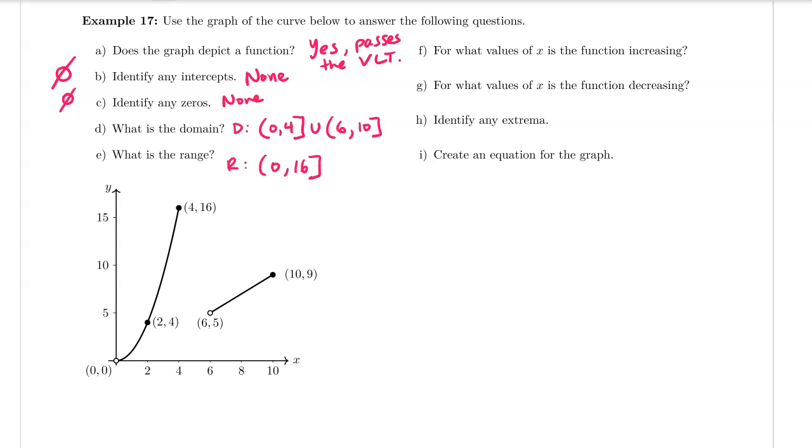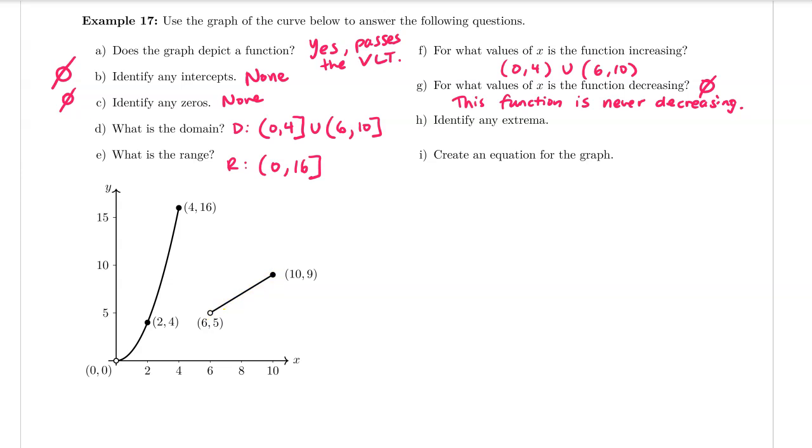For part F, it says for what values of x is the function increasing, and we can say that the function's increasing. Notice that it's going up from here to here, and then it's also going up from here to here, and we're going to use open intervals, so it's increasing from 0 to 4 and also from 6 to 10. Part G says for what values of x is the function decreasing. We could again put the empty set, or we can write a sentence and say this function is never decreasing, because reading from left to right, the graph is never going downwards.